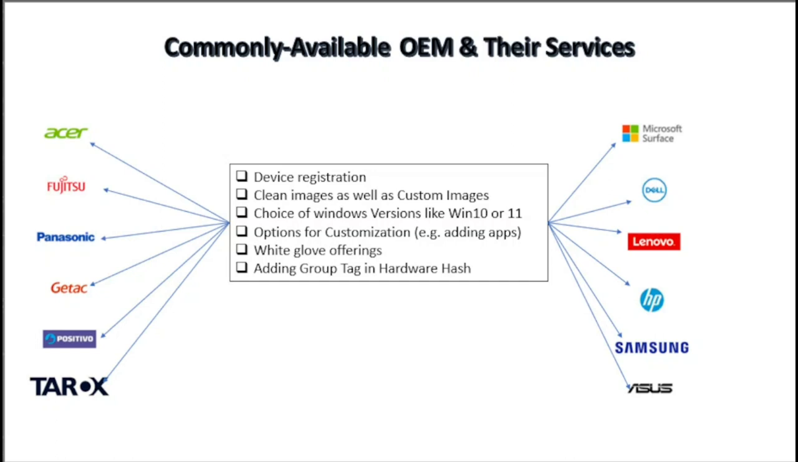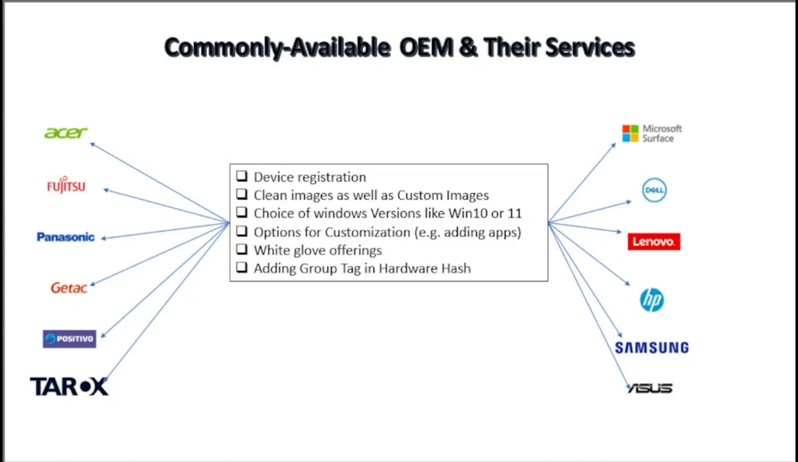Currently in the market, there are many OEMs supporting Windows Autopilot. The most common ones are Microsoft, Dell, Lenovo, HP, Samsung, Asus, Acer, Panasonic, etc. These OEMs provide the device registration service, in which they directly upload the hardware hash to the Azure Autopilot services to support Autopilot. They also provide clean images as well as custom images as per the client's requirements. These OEMs also provide specific Windows versions: if you want a specific version of Windows 10 or Windows 11, we can ask the OEM and they will customize and provide that version.